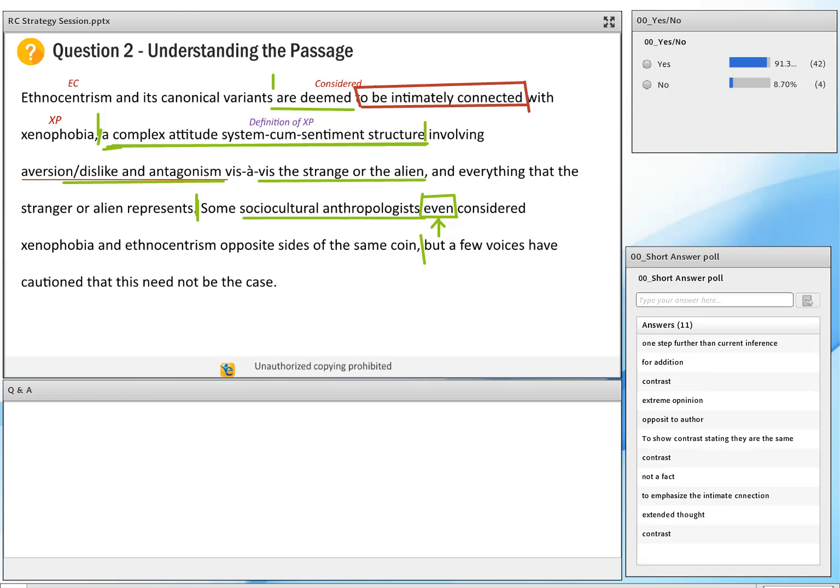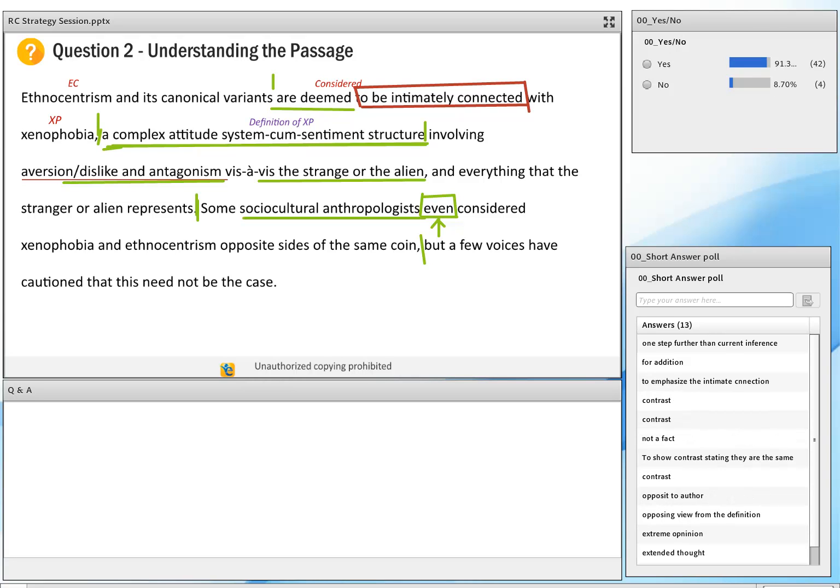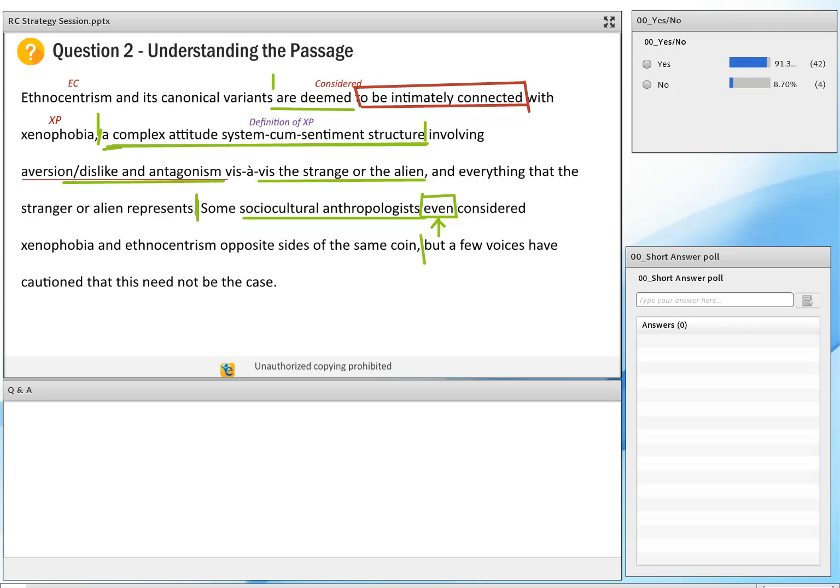Absolutely. One step further, I won't call it inference, to emphasize the intimate connection. What he's saying is that it's an extended thought. It's not just that they're closely connected. We think that they are really opposite sides of the same coin. Now, what's the feature of opposite sides of the same coin? What does opposite sides of the same coin have to do with being connected?